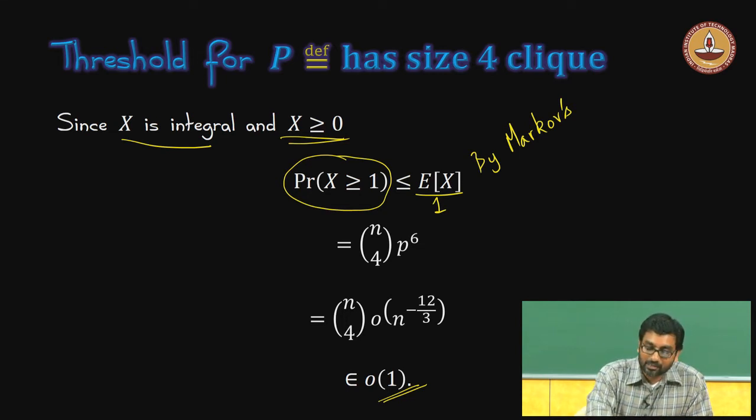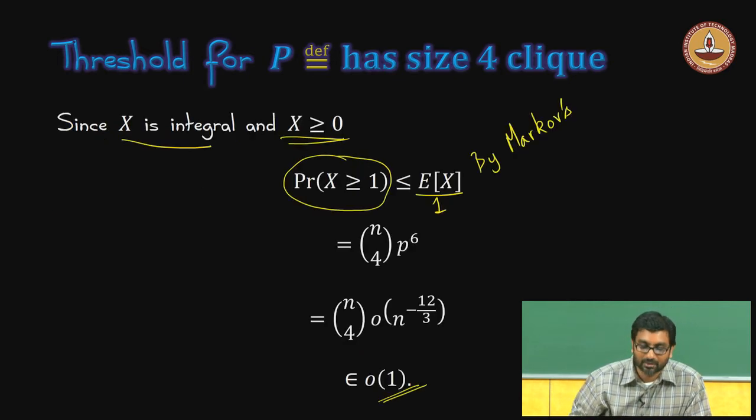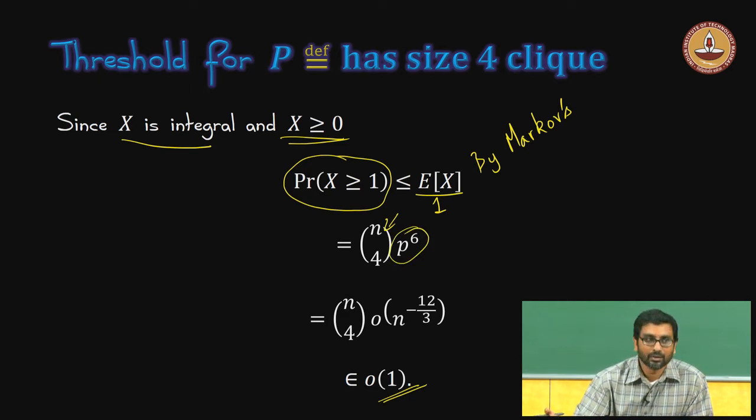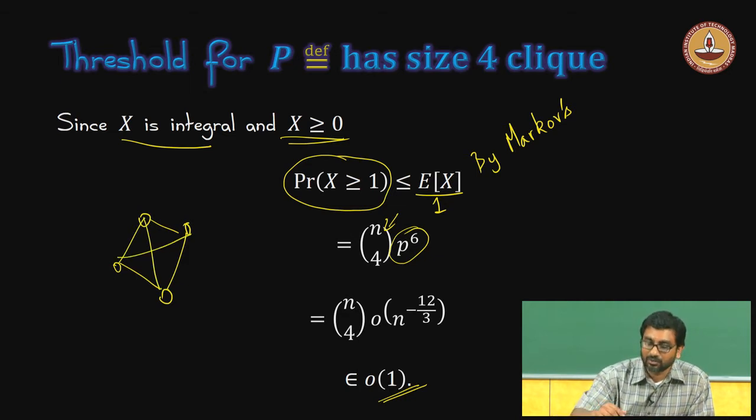So, this is at most the expectation of X. So, we need to bound the expectation of X. Actually, we can get the exact value of the expectation of X because first of all there are n choose 4 such indicator random variables, and each one of them is 1 with probability p to the 6. Why is p to the 6 showing up here? Yeah, because you are talking about 4 vertices and you are asking whether all pairs are connected by edges, and so you will have 6 edges.